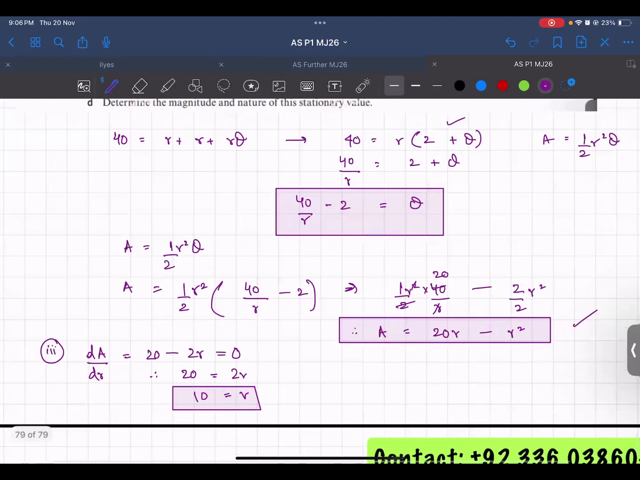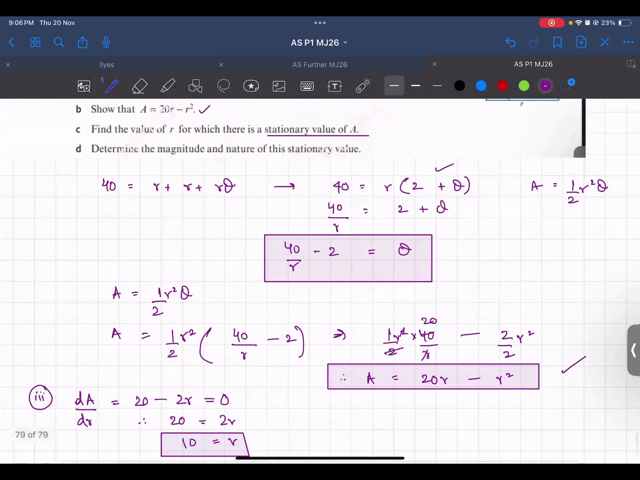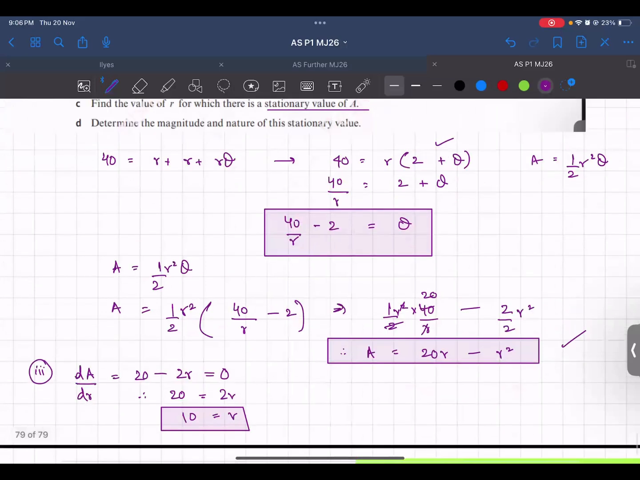And now determine the magnitude and the nature of this stationary value. First we have to find what is the stationary value. So for that we would need to find the area. So when this radius is 10, area is 20 times 10 minus 10 square. 200 minus 100, which will be 100. So 100 centimeter square. Is this the maximum value or the minimum?